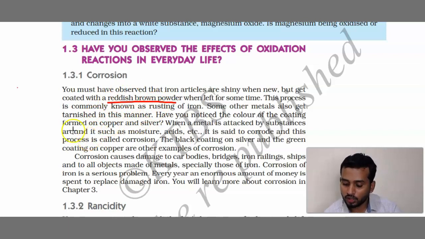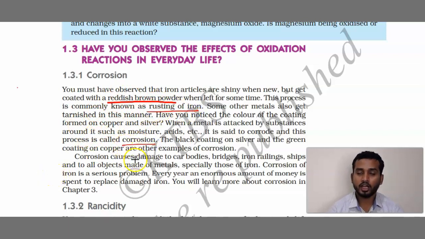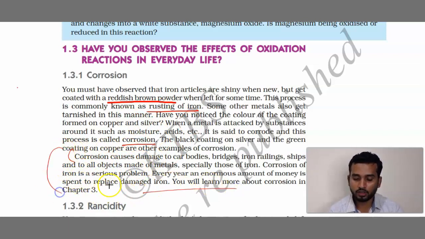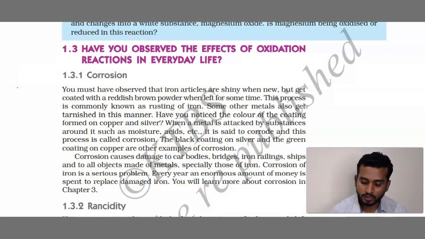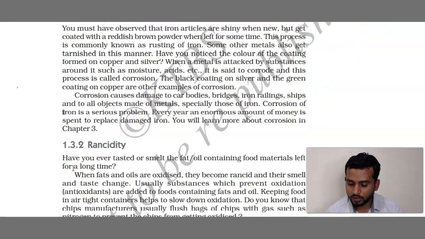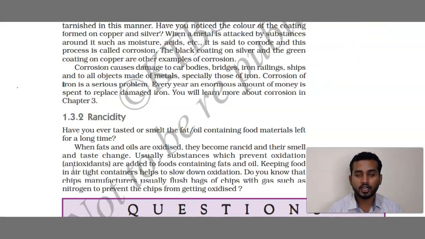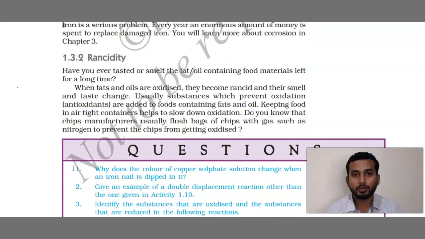Here they will ask you what is rusting of iron, what is corrosion, and how rusting is different from corrosion. They may also ask what are the causes of corrosion. You can just read this paragraph, you will get to know the causes of corrosion. Is this done? Are you getting, children? Good. Next, what is rancidity, what are the causes of rancidity and what are the preventive measures?